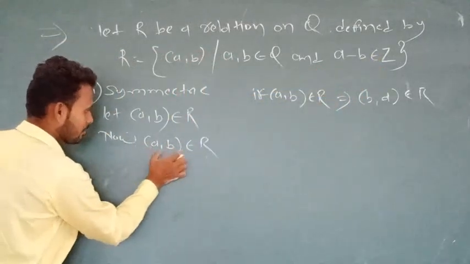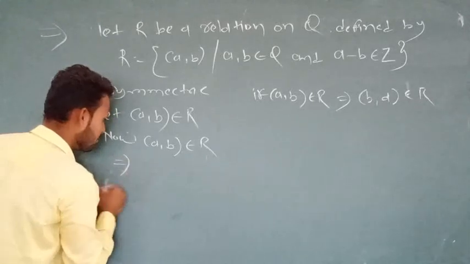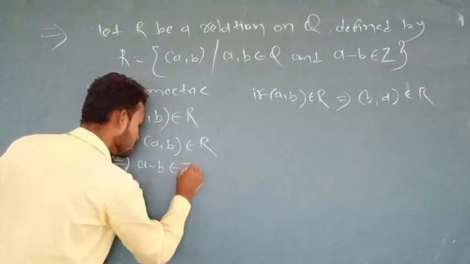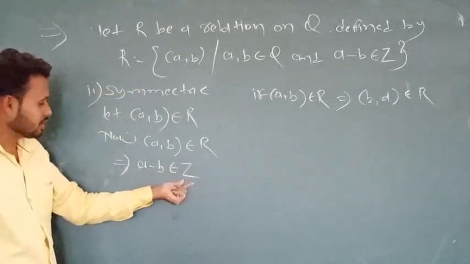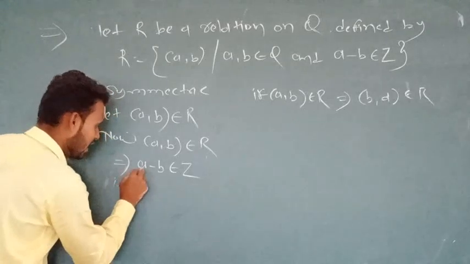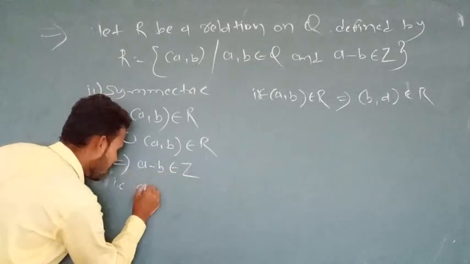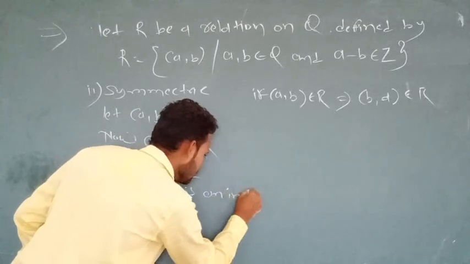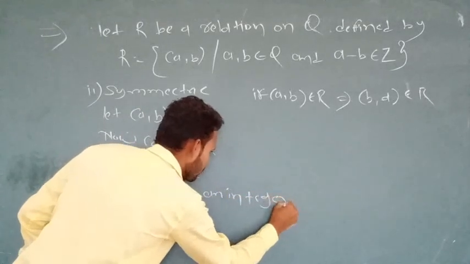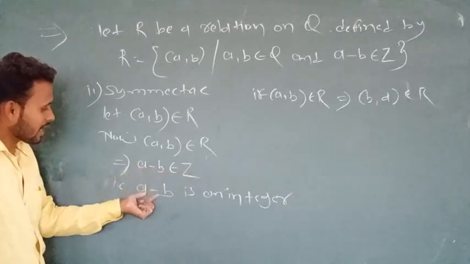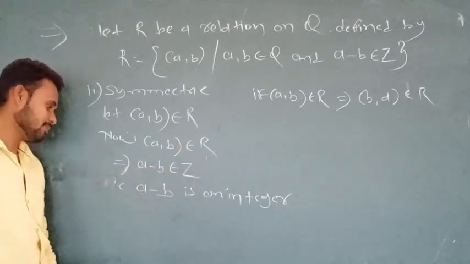Therefore now AB belongs to relation R, that implies A minus B belongs to Z, the set of integers. That is, आपण काय म्हणू शकतो, A minus B belongs to Z. म्हणजे काय होणार, A minus B is an integer. Z means the set of integers. Therefore we get A minus B is an integer.